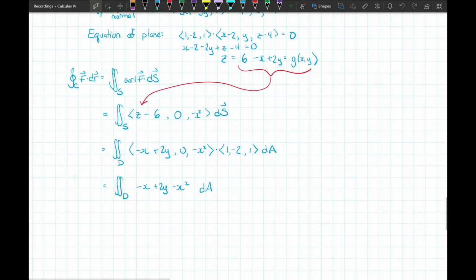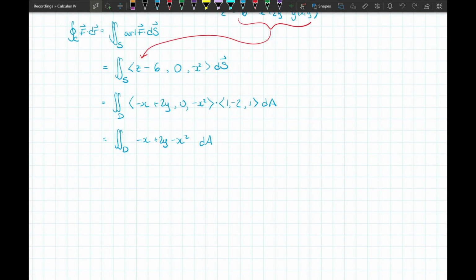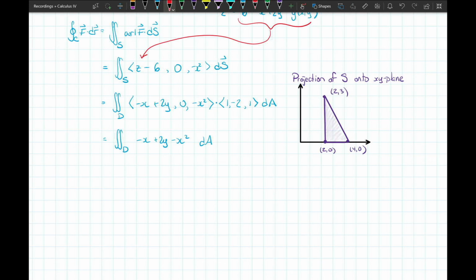At this point, we're going to have to take that triangular region and project it onto the xy plane to figure out what we can do to turn this double integral into an iterated integral. It's fairly easy to see that a triangular region in 3-dimensional space, when projected onto the xy plane, is going to be a triangle. We just need to set all of the z components equal to 0, and we can project them straight down. This gives us the points 2, 0, 4, 0, and 2, 3.